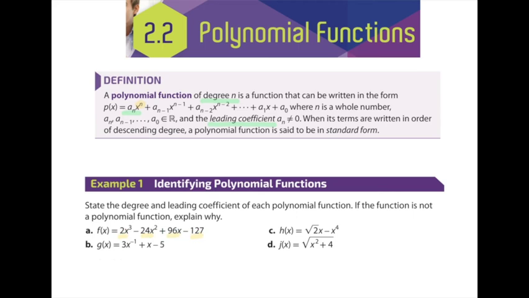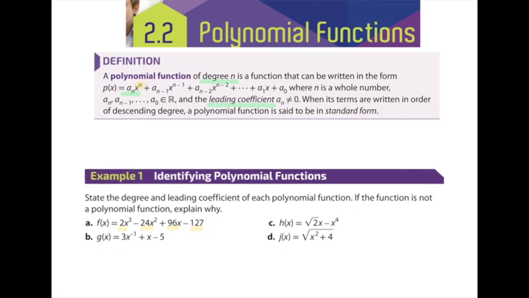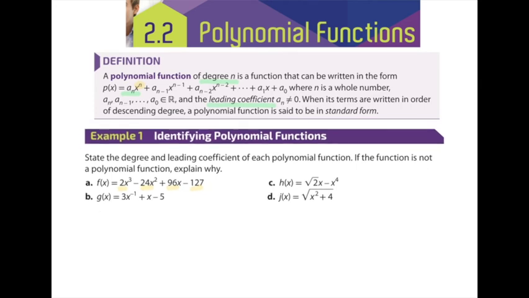So for A, I want to identify some things here. It says identify the degree. Well, the degree is going to be my highest exponent. My degree here is 3. All right. It also wants me to identify the leading coefficient. Well, that's going to be the coefficient on my highest exponent, which is 2.